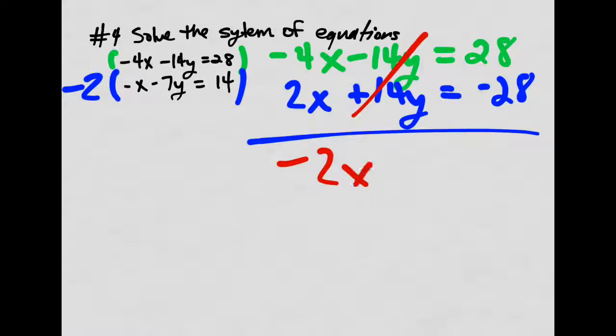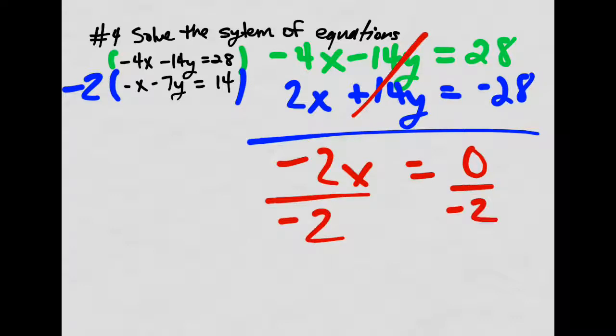I'm going to get negative 2x is equal to 0. Then if I divide by negative 2, I get x is equal to 0, because 0 divided by negative 2 is 0. So because I still have an x here, I can still solve for x. If I just had a number equal to a number, it would be no solution. But since there's an x, I can still solve for it.